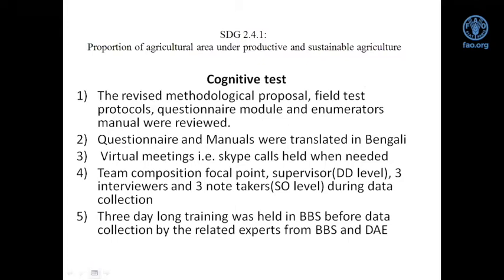At first, I will explain the cognitive test. From the beginning, the methodological proposal, field test protocol, questionnaire module, and enumerators manual were all given by FAO, and we studied those documents. The questionnaire and manuals were translated into Bengali. We had several virtual meetings and Skype calls when needed. The team composition was focal points, one supervisor, three interviewers, and three note takers. Note takers were at statistical officer level during data collection. A 3-day training was held in BBS before data collection by experts from BBS and DAE.